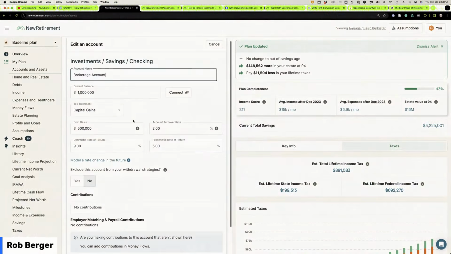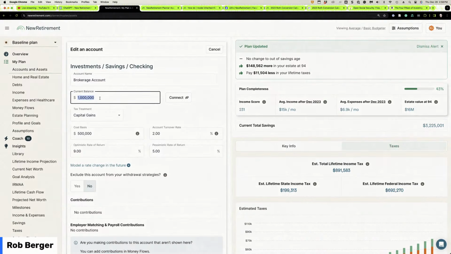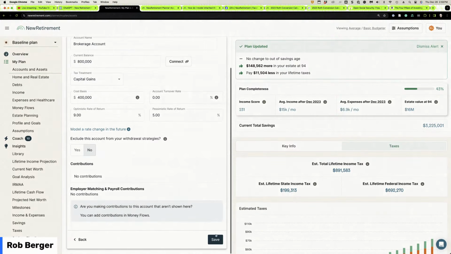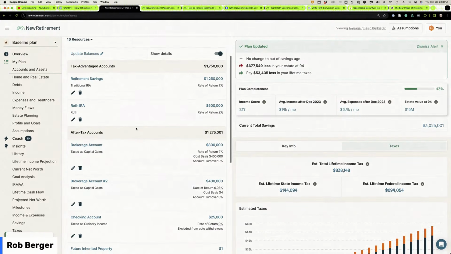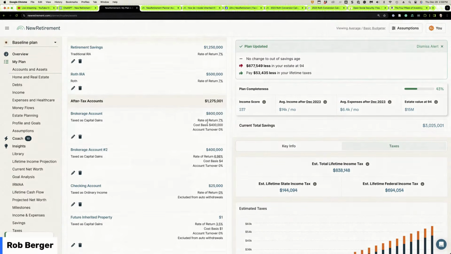I haven't run this by New Retirement. Let's say instead of this, we've got a 50% cost basis, right? 500 grand is 50% of $1 million. I'm just going to make some numbers up. We're going to reduce this account to 800,000. We want to keep that same 50% ratio, so we're going to do 400,000 cost basis. And we're going to assume a 0% turnover rate. We're not going to sell any of this. We'll eventually withdraw money, but we're not going to have a yearly turnover. All right, now you say, okay, Rob, that's fine, but where did our other 200 grand go? Well, we're going to create a new account.